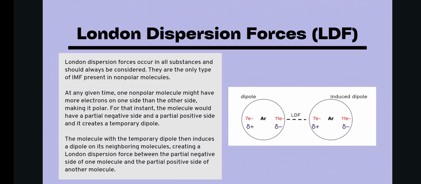a temporary dipole. The molecule with a temporary dipole then induces a dipole on its neighboring molecule, creating a London dispersion force between the partial negative side of one molecule and the partial positive side of another molecule. This can be seen on the image to the right, where the molecule on the left induces a temporary dipole on the molecule to the right.